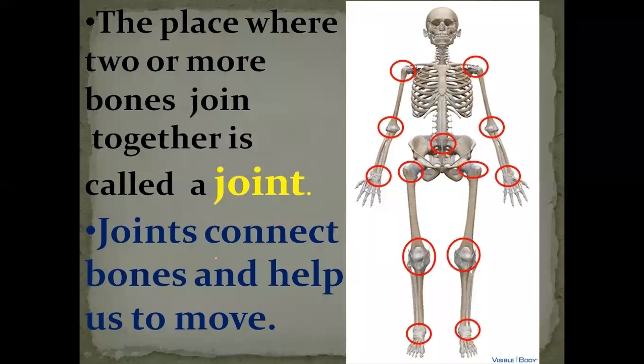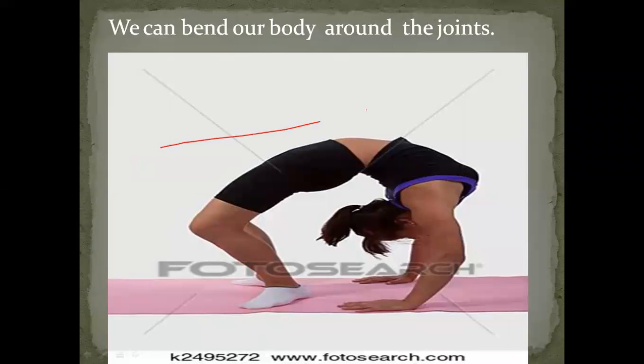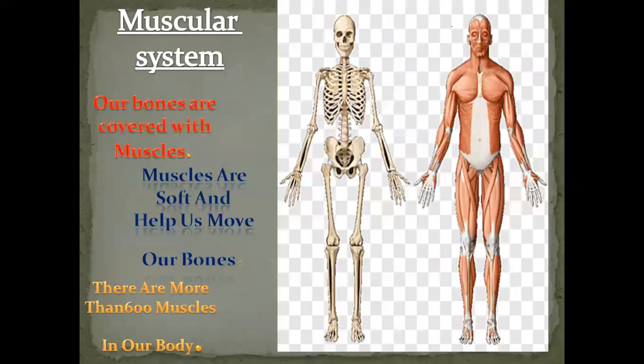So now let us see what are joints. The place where two or more bones join together is called the joint. So these are the various joints in our body. The joints connect the bones and help us to move. So we can bend our body around the joints.